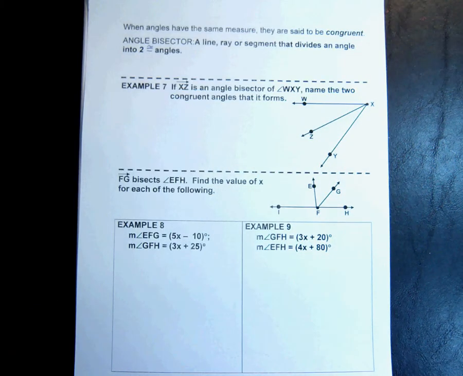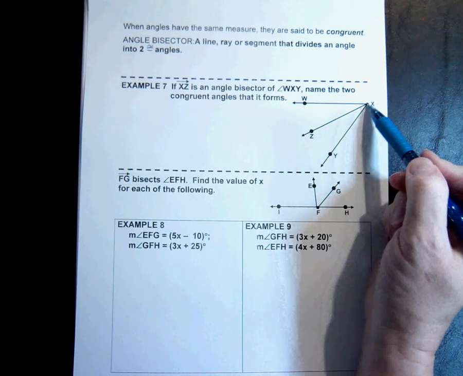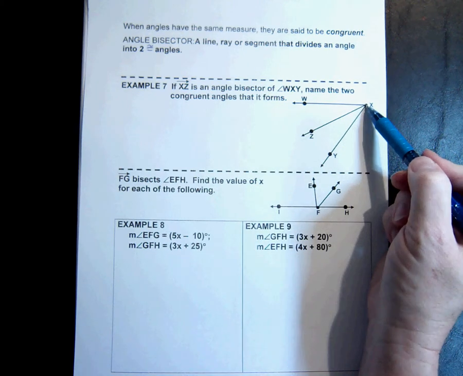Last page in this topic. When angles have the same measure, they are said to be congruent. So an angle bisector, definition: a line, ray, or segment that divides an angle into two congruent angles. So let's look at example 7. If ray XZ is an angle bisector of angle WXY, name the two congruent angles that it forms. Well, notice that they're saying this is the bisector. They've named it by its starting vertex.